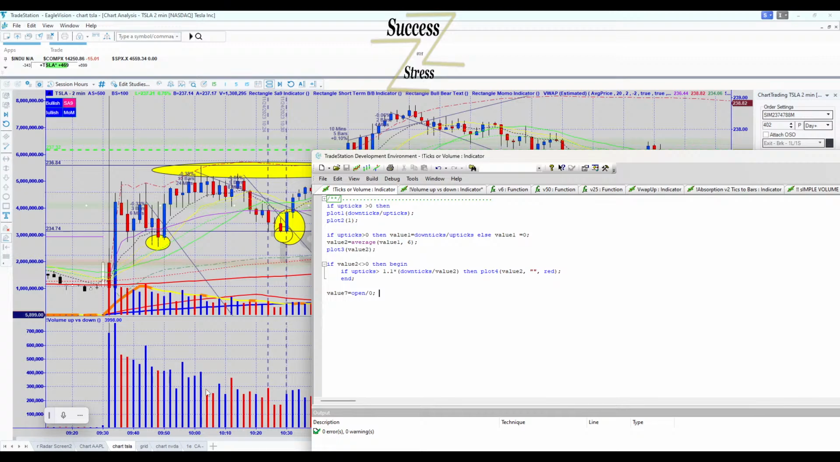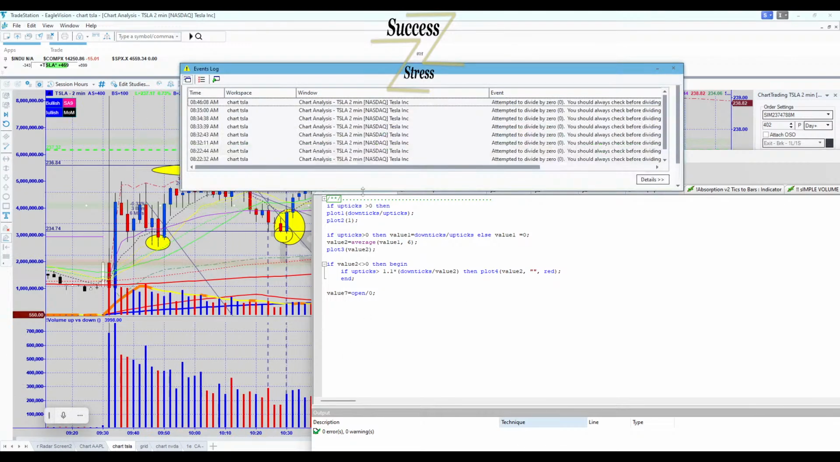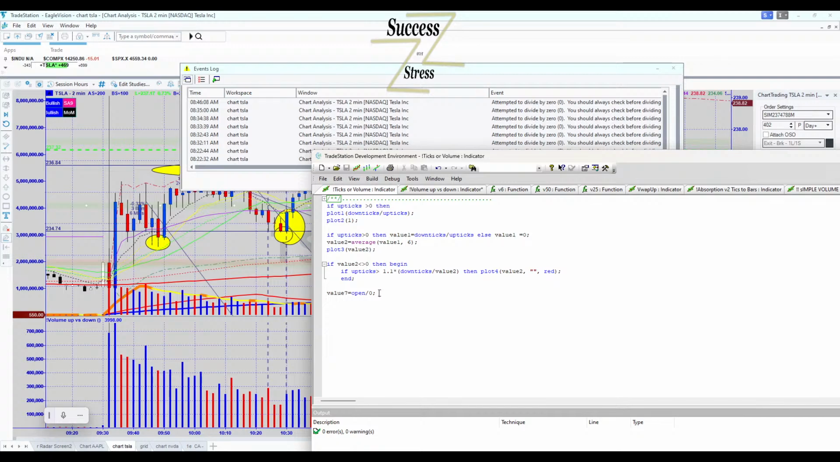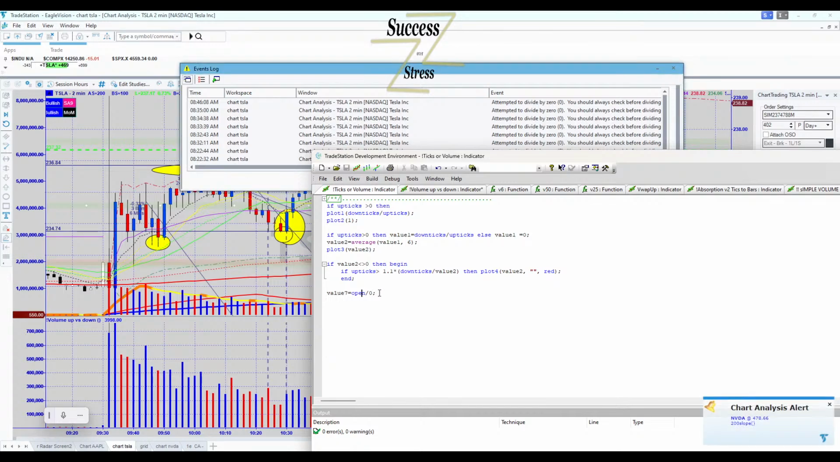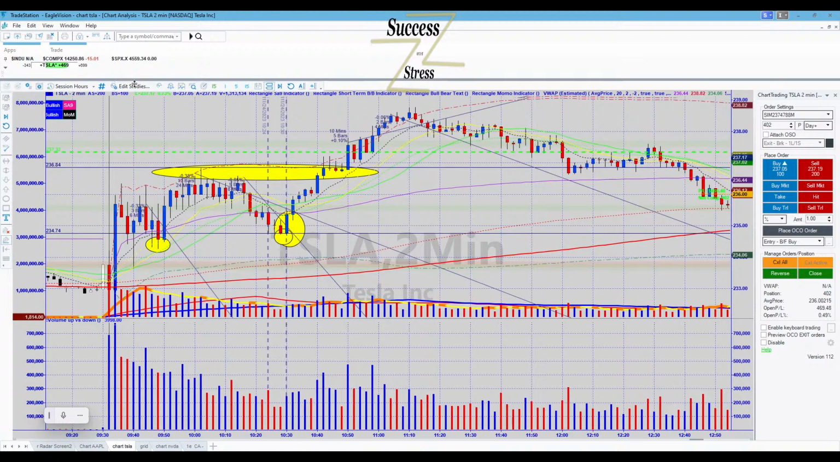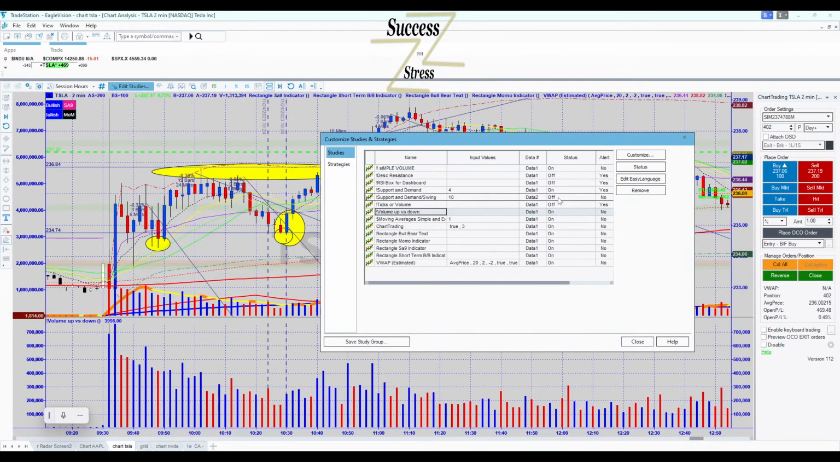Let's verify it. When we verified it, we lost the script, and we got this error that you can't divide by 0. So yeah, again, you cannot use 0 in your denominator. If you have it anywhere in your script, even if you're not using it, even if it's part of a condition that you're not actively using, it will not let you. It lets you verify the script, but it won't let you actually use it. All right, so now I will just verify again, and then I can go back to edit studies and turn it back on. Status on, close.